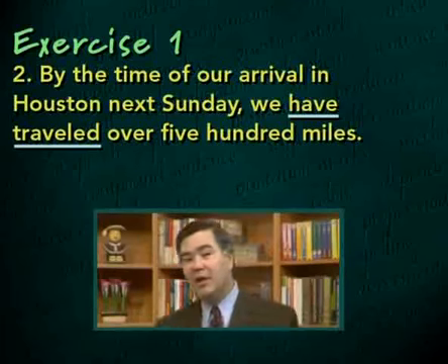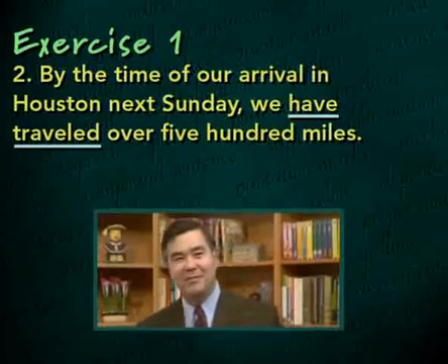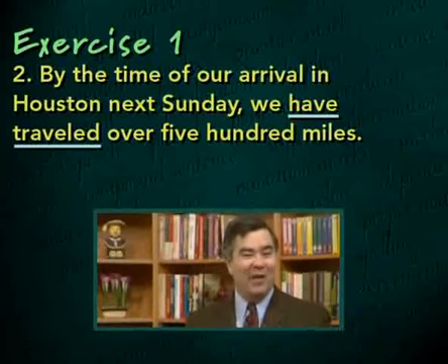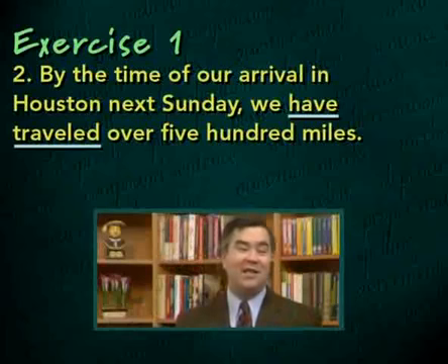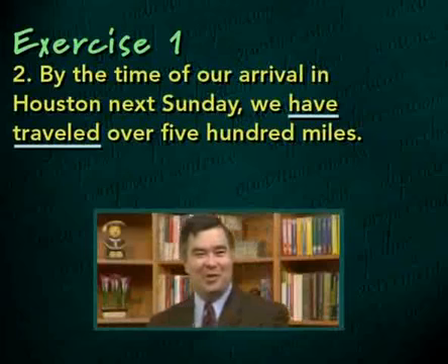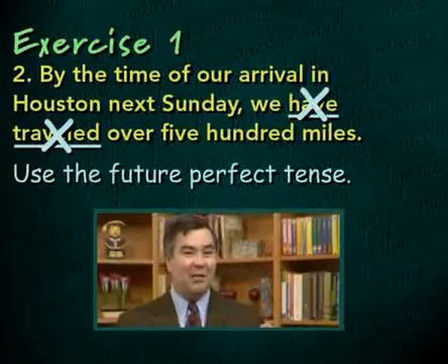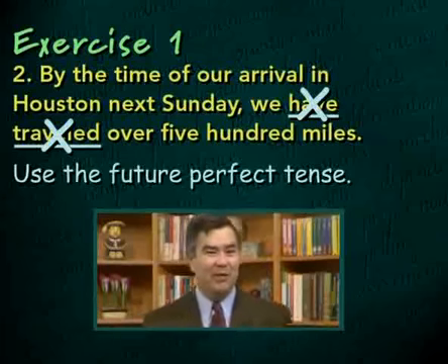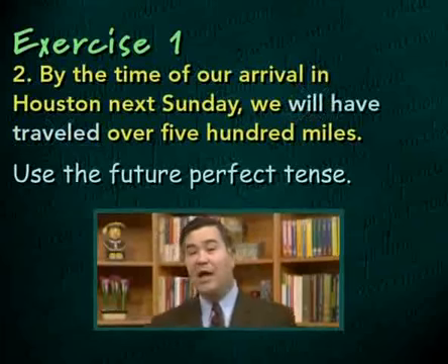Now, what about the traveling? Is the traveling going to take place before or after the arrival? Well, the traveling will take place before the arrival, because after all, we have to travel before we can arrive. So the traveling 500 miles is a future event that is taking place prior to some other future event. And therefore, we want to use the future perfect tense. And remember, the future perfect tense is formed by using will have as the helping verbs. So the proper form for this underlined verb would be will have traveled.